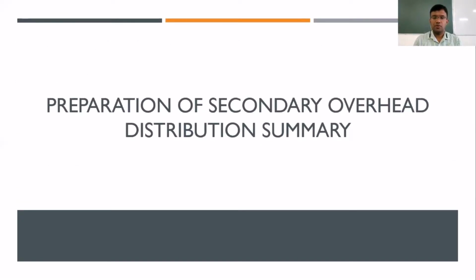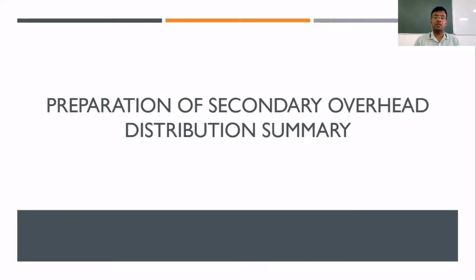In today's session, we would be discussing a numerical on the preparation of secondary overhead distribution summary. We would be learning how to prepare the primary distribution summary first. Then we would be learning how to redistribute the overheads which have been apportioned against service departments back to the production department.